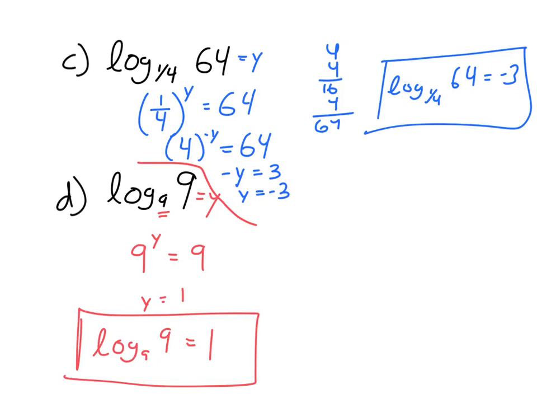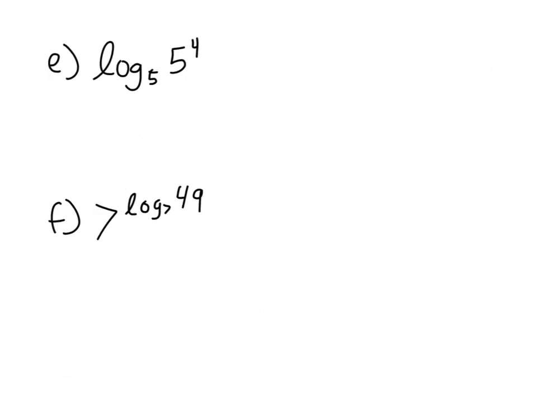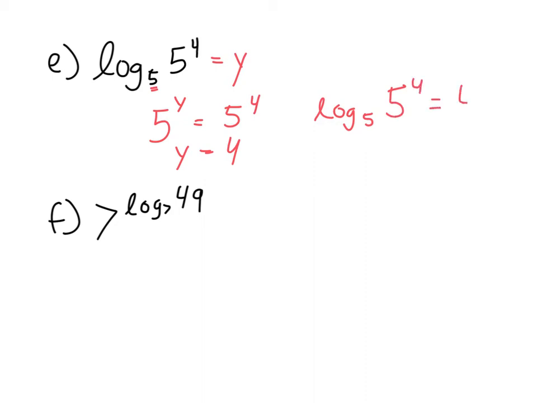Let's do more examples. In example E, let's set this equal to y. The base is 5, the exponent is y, and that's going to equal 5 to the 4th. Clearly y equals 4, because you have 5 to the y equals 5 to the 4, so these two need to match. So y equals 4. You would write this as log base 5 of 5 to the 4th equals 4.